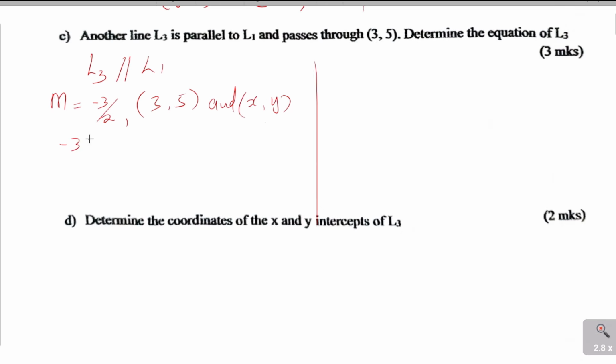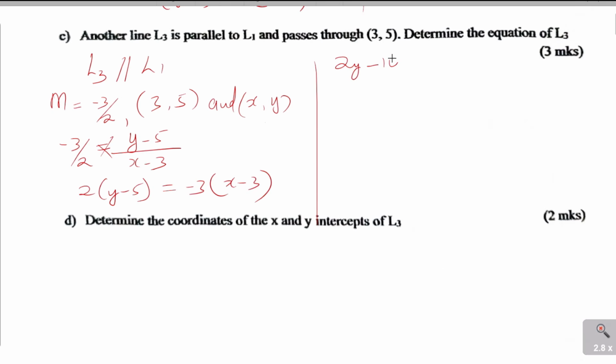So we simply introduce another general point, (x, y), and we use these 2 points to get the gradient. So gradient, which is negative 3 over 2, is equal to change in y, y subtract 5, divided by the change in x, x subtract 3. So we cross multiply. We have 2 multiplied by (y minus 5) is equal to negative 3 multiplied by (x subtract 3). So this will give 2y minus 10 is equal to negative 3x plus 9. So 2y is equal to negative 3x, then plus 19, like that. So divide both sides by 2.